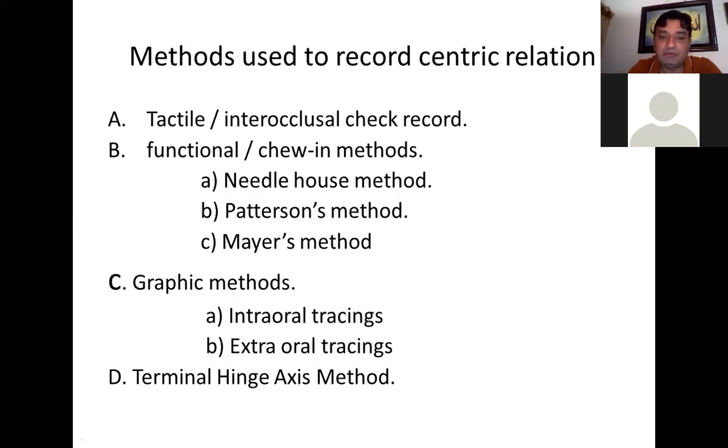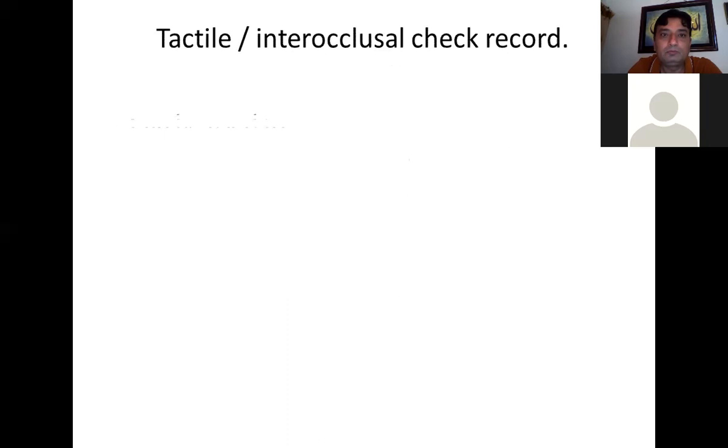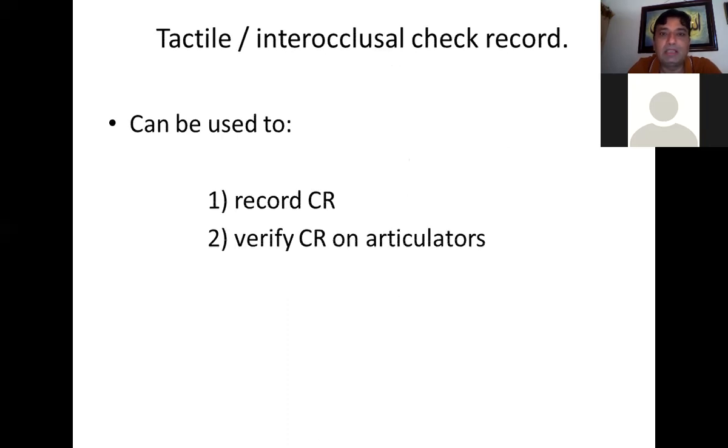With the help of phase 4 records, we are able to see the hinge axis position, and whenever the jaw is in hinge axis position, that means it is in centric relationship. Whenever the head of the condyle rotates at the hinge, that means it is in centric relationship. Other methods are there. Let us leave them for now and discuss what is the check record method.